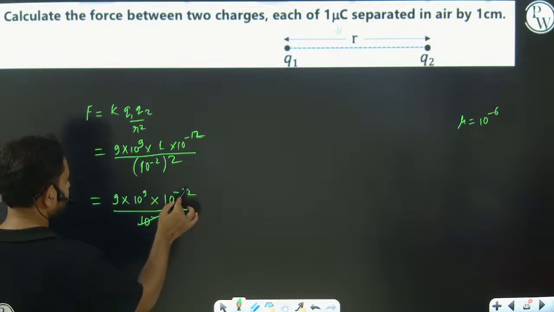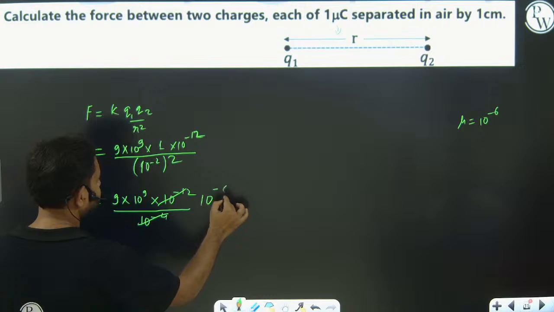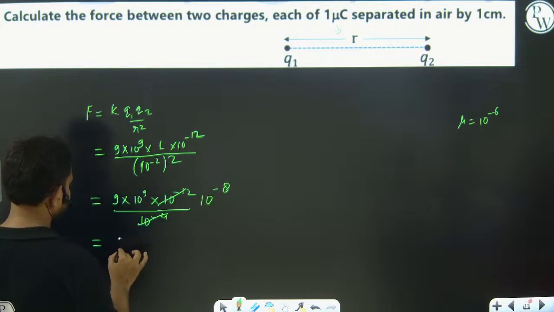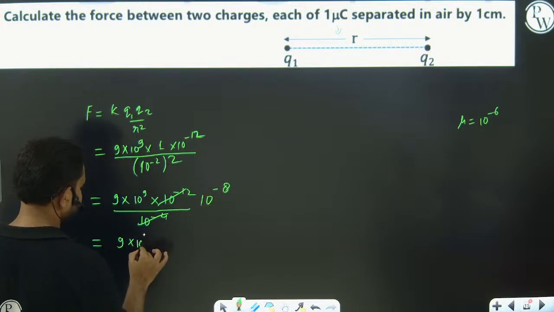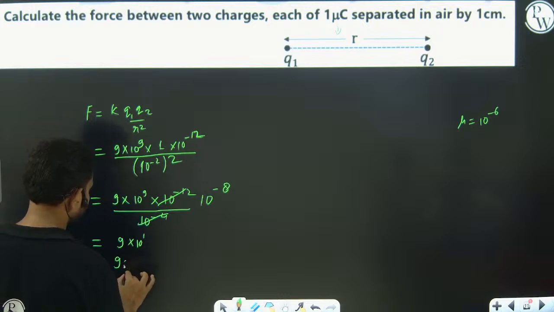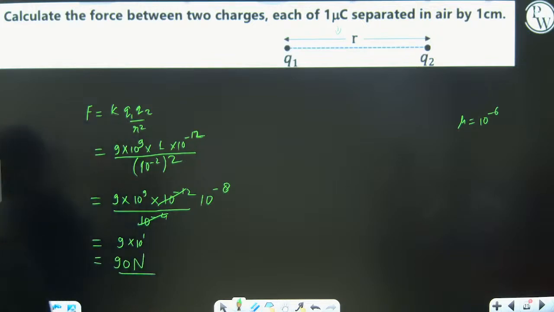Okay. 10 to the power minus 8, from here you can say 10 multiplied by 1. So this is 90 Newton. Got it? Okay.